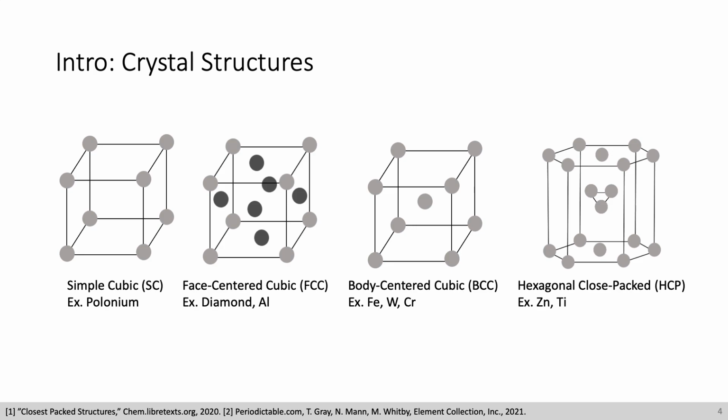And so the first, simple cubic, is commonly seen in polonium. Face-centered cubic, or FCC, is what is responsible for making diamond and aluminum. Body-centered cubic, or BCC, for iron, like what we saw in the previous slide, tungsten and chromium, and then hexagonal close-packed, HCP, zinc and titanium. These are common materials that we see everywhere, and so let's first start off with understanding how each crystal structure is different and important calculations in order to lead into understanding how these crystal structures are responsible for material properties.